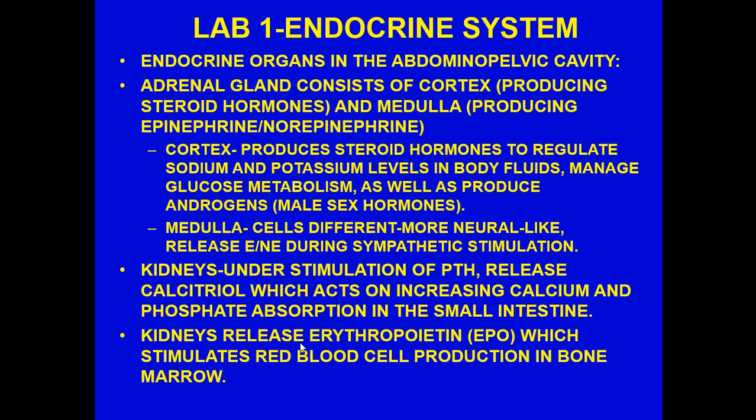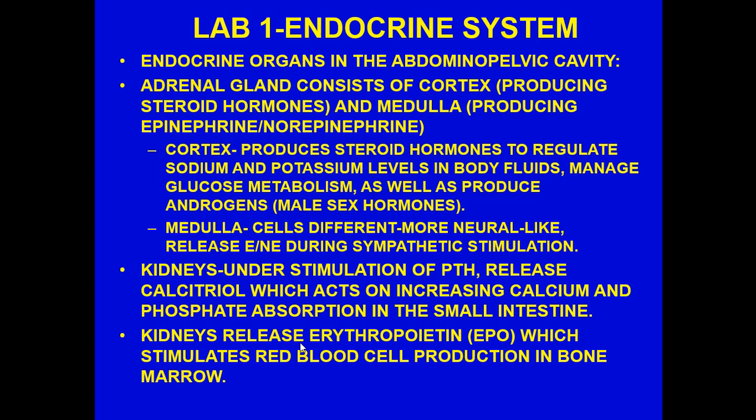Now, the medulla, the cells look completely different. They're more neural-like. They will release epinephrine and norepinephrine during the sympathetic stimulation. This is in a 4-to-1 ratio. One of the other things is that they've actually taken a look at these cells, which are called chromaffin cells, put them in with a nerve growth factor, and they start sprouting axons, which really indicates their neural, basically ectodermal development. But we'll get into that when we get into development later on in the course.